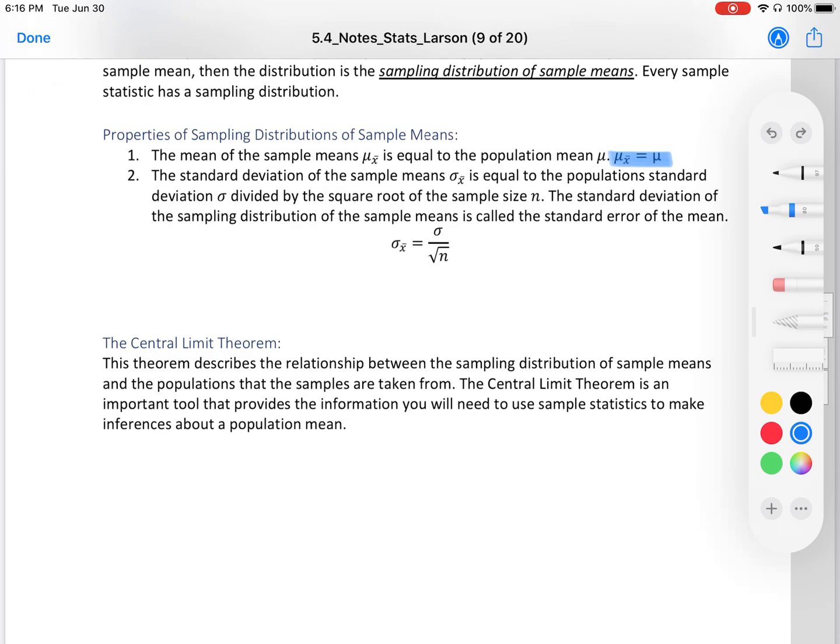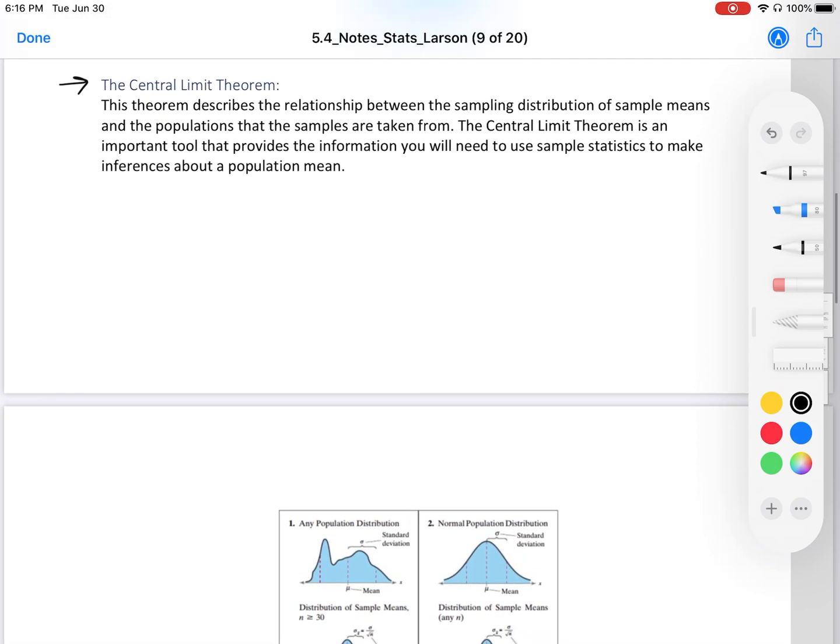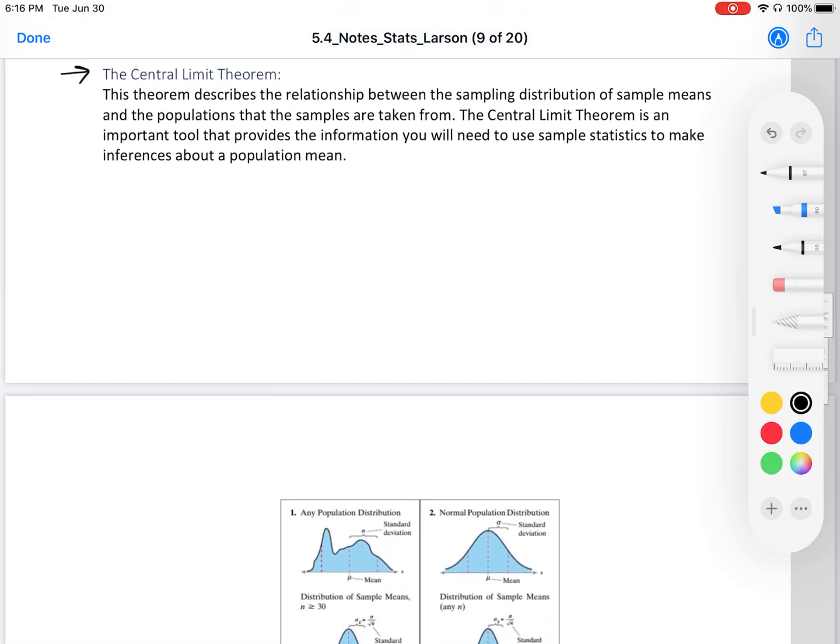This will allow us to work with a standard deviation that is created from our sample means. And why we do this is because of our new concept that we will introduce, the central limit theorem. This theorem describes the relationship between the sampling distribution of sample means and the population the samples are taken from. The central limit theorem is an important tool that provides the information you will need to use the sample statistics to make inferences about a population mean.